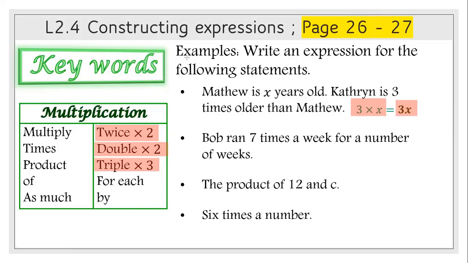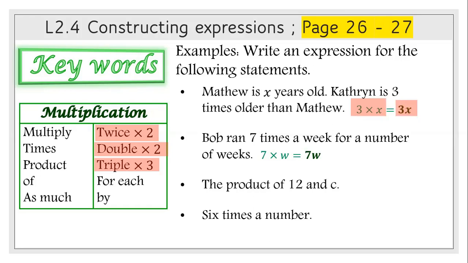Let's look at another example, this one. Bob runs 7 times a week for a number of weeks. So 7 times the number of weeks. But I'm not going to write 7 times, I'm going to write 7W. What does it mean, 7W? It means 7 times W.